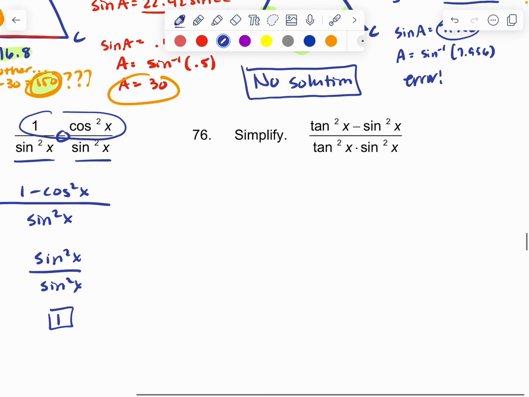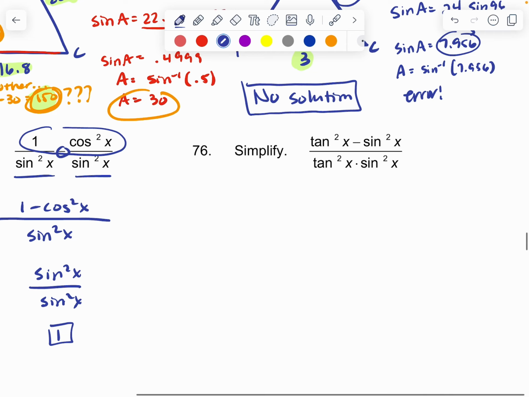Okay, and then number 76. For this one, I don't really know what to do. So let's just go ahead and maybe we can, well, I wonder if I could do that. I see something else that I might do with you guys. This might be kind of fun. I'll show you something. I'll try a different way and see what happens.